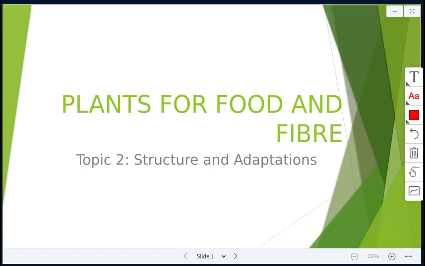Today's lesson in our unit Plants for Food and Fiber is on topic 2, which is structure and adaptations, and it will be split into 2 lessons. The first lesson we'll look at today, we will look at the roots, we'll look at diffusion and osmosis, and our second lesson we'll look at stems and leaves.